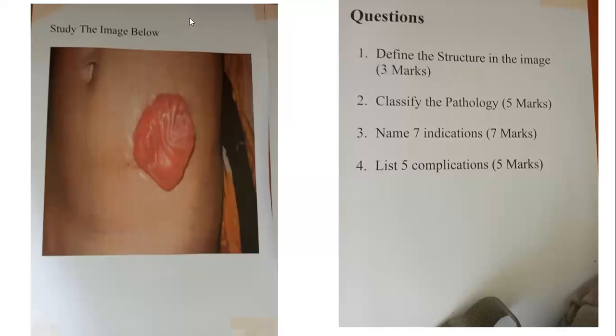A temporary colostomy is one in which it's applied, but with the plan of eventually taking it down. A permanent colostomy is one in which it's applied without the intention of taking it down. Now, the very common type of permanent colostomy is what we call end colostomy, E-N-D, end colostomy.